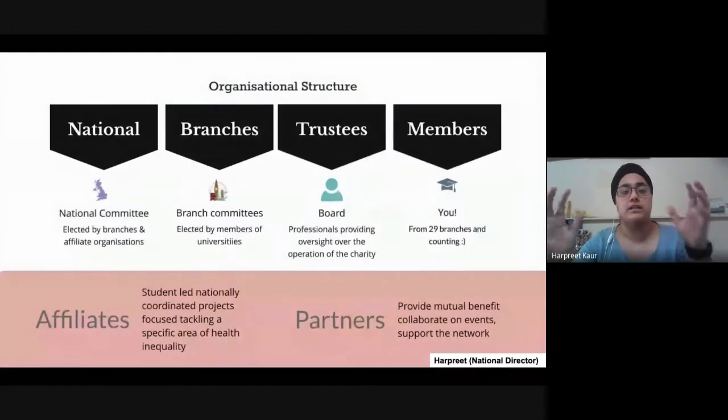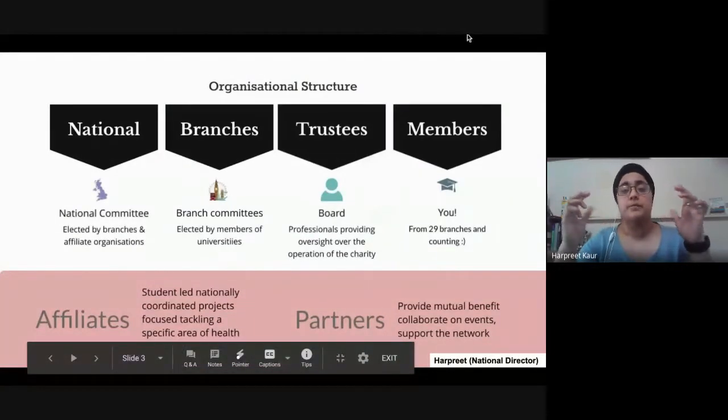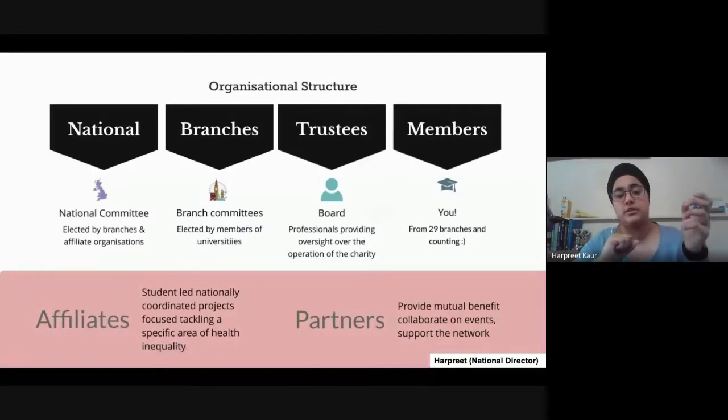So apart from these, this is Students for Global Health. Students for Global Health also works with affiliates. So under the branches team and national committee, we've got Kate, who works with our affiliates. She's our affiliates coordinator. And these are student-led national coordinated projects that focus on a specific area of health inequality, such as sexpression. My mind's gone blank. Kate will talk about all of the rest.